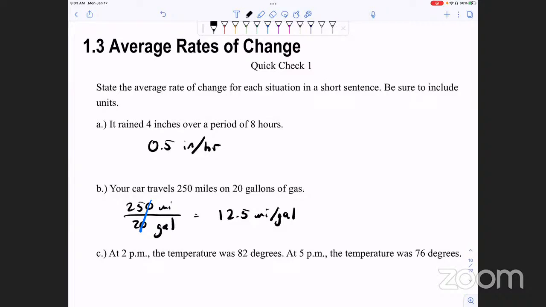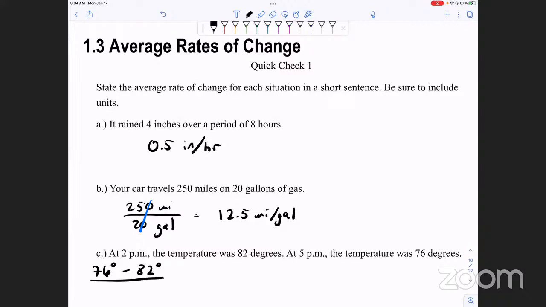At 2 p.m., the temperature was this. At 5 p.m., the temperature was this. Okay, let me think about this one. We can do this like degrees per hour, right? So then the second one, we could say 76 degrees minus 82 degrees. Seems like the temperature is dropping.